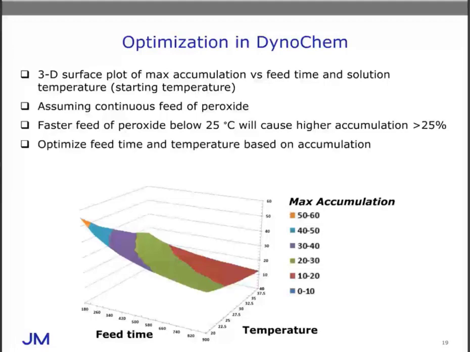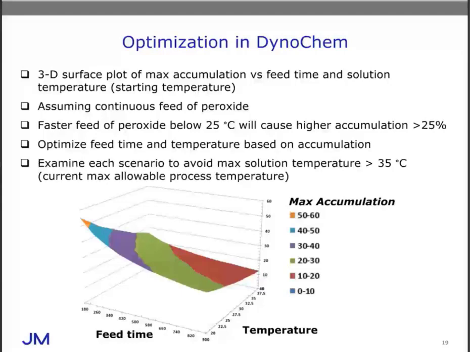The model will allow us to optimize the feed time and the feed temperature based on the accumulation that we want to achieve, and also allow the engineer to look at each case so they can avoid a maximum solution temperature greater than 35 degrees C, which is the current limit for GMP purposes.